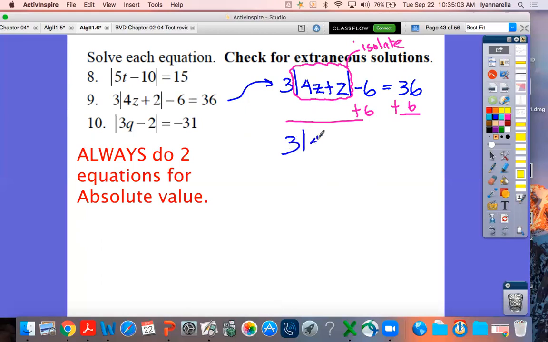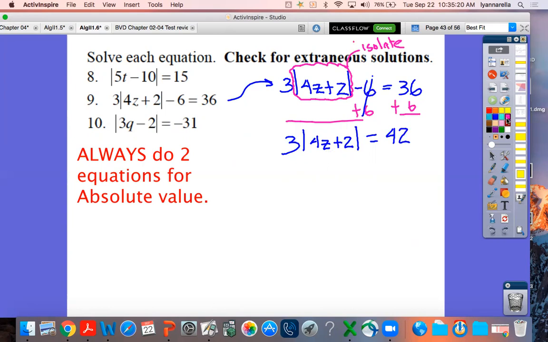There's the absolute value of 4z plus 2. And then of course the 6's cancel and that's 42. Now remember, do not distribute through absolute value bars. Do not say 3 times 4z and 3 times 2. Never distribute through absolute value bars. So that means I have to divide them out.